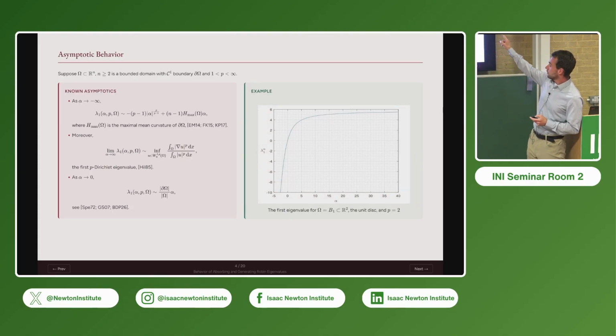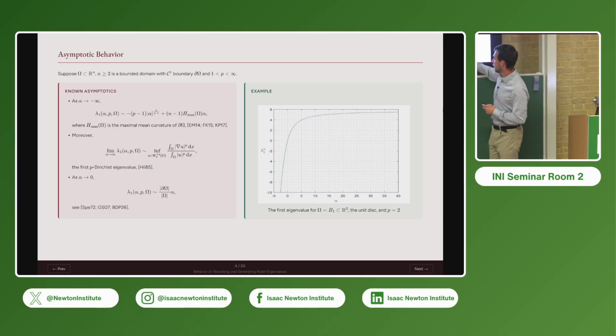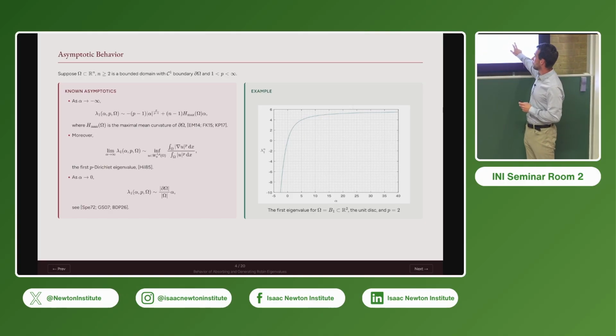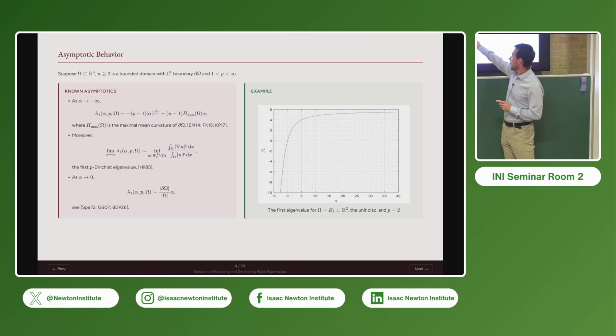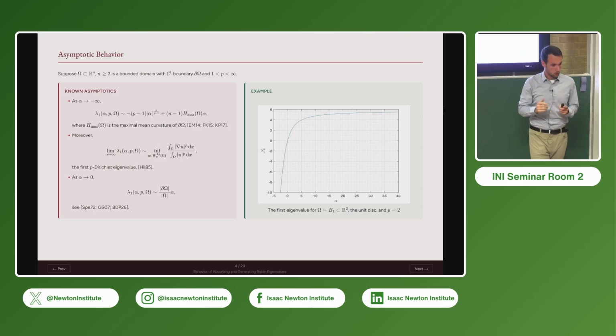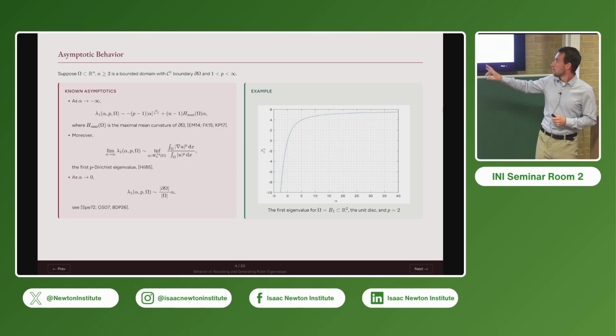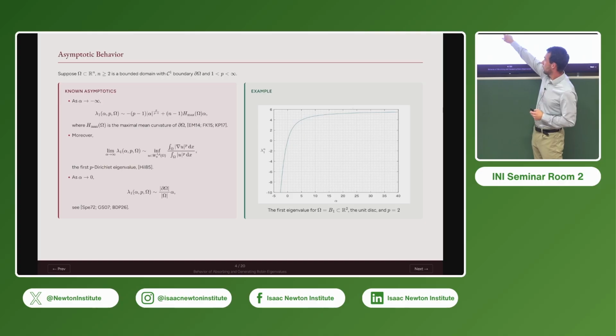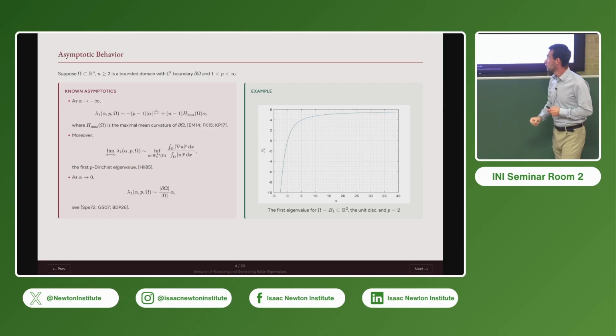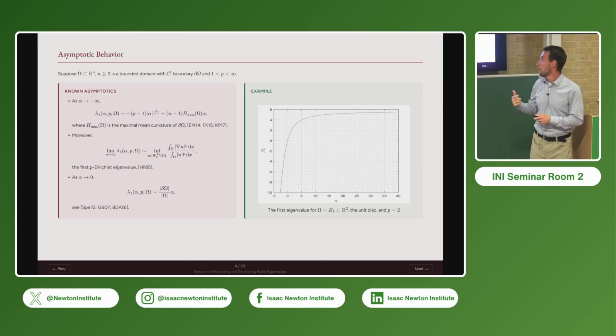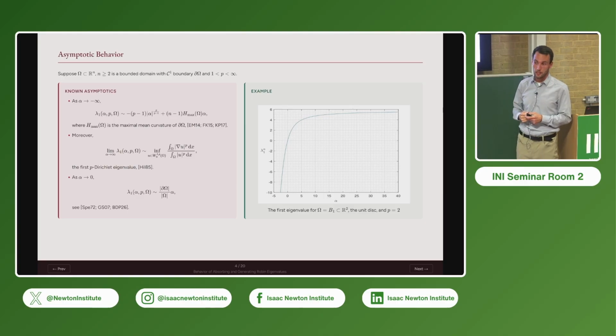On the right-hand side, you can see a picture where I plotted lambda1 depending on alpha if omega is the two-dimensional unit disk and p is equal to 2. And we can more or less see what's going on here that holds in general. So when alpha tends to negative infinity, lambda1 tends to negative infinity as well, and the precise asymptotic behavior is given by minus (p minus 1) times the absolute value of alpha raised to the power of p over p minus 1, plus (n minus 1) times the maximal mean curvature of the boundary of omega times alpha, plus some terms of lower order.